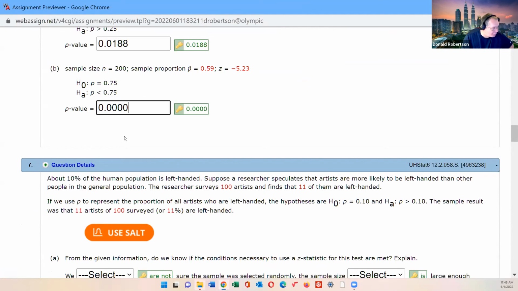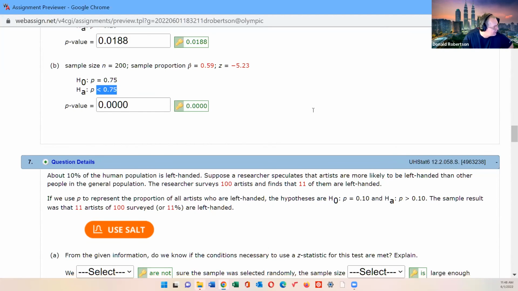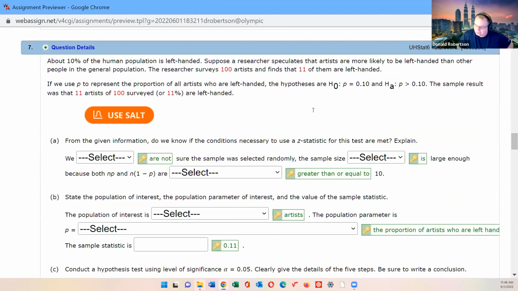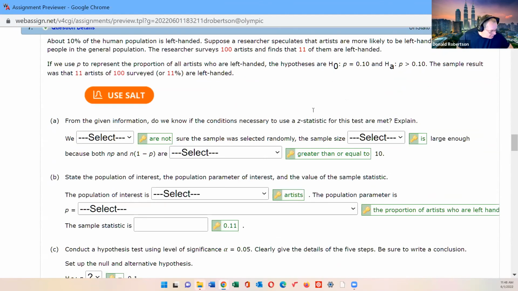Essentially, you've got all the evidence in the world that what you thought, i.e. that it's less than 0.75, is in fact quite true. And we've reached the end of our time because this one will take more than 2 minutes. So bye-bye for now.